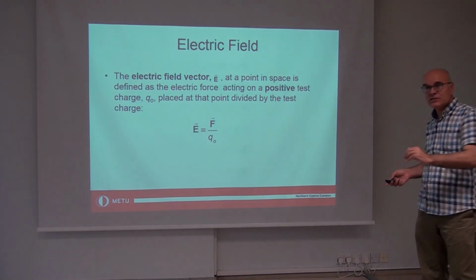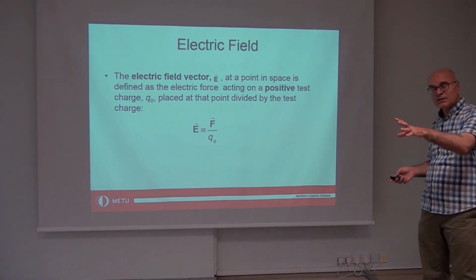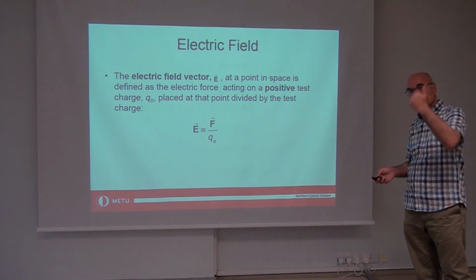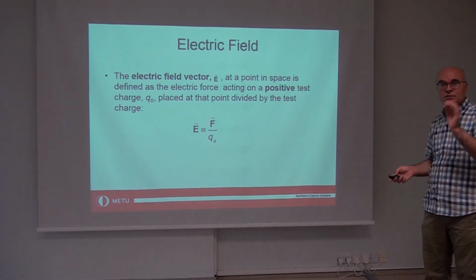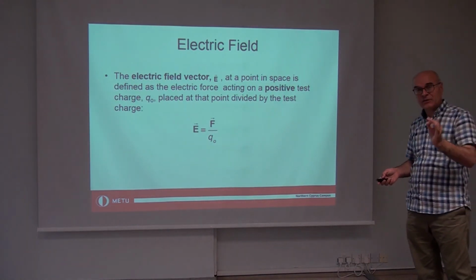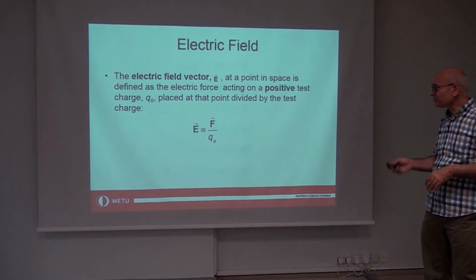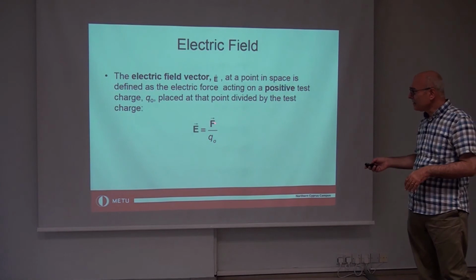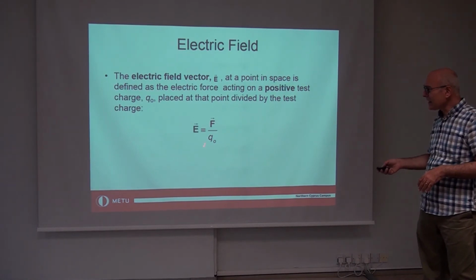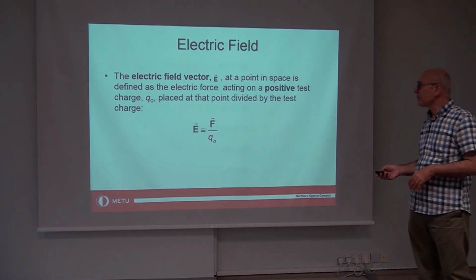Okay, you take a positive test charge, you put it at that point in space, you find the force on it, divide it by the test charge, and you find the electric field vector, magnitude and direction. Since the test charge is positive, E in this case and F are in the same direction.